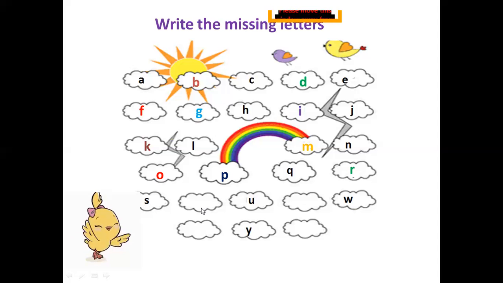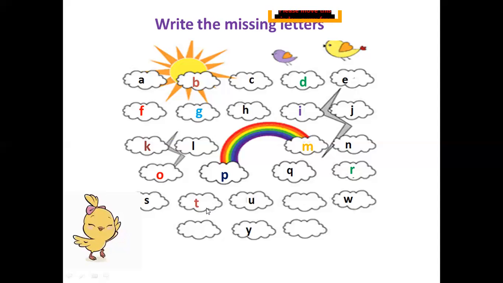But after S, again we have a missing letter. Let's check what it is. It is the letter T. Our next letter after S is T. And look here, recognize it. It is the lowercase letter T.